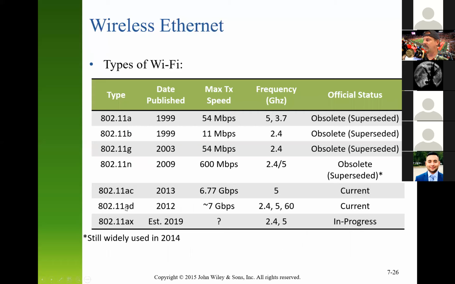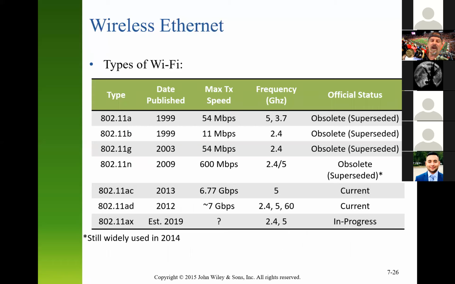Here's some different standards, and you probably should memorize this chart or have this chart handy when you take exam 2, hint, hint. 802.11ax is the most recent specification, but IEEE doesn't call it this anymore. 802.11ax has now been rebranded as Wi-Fi 6.